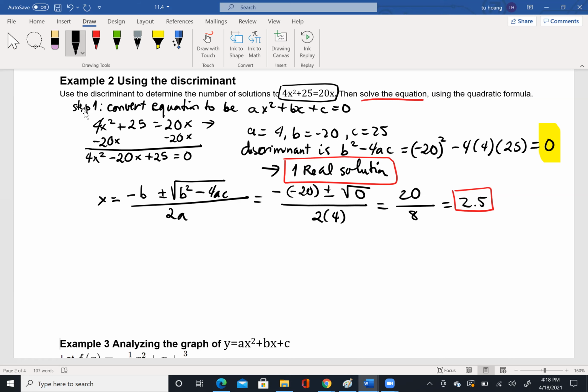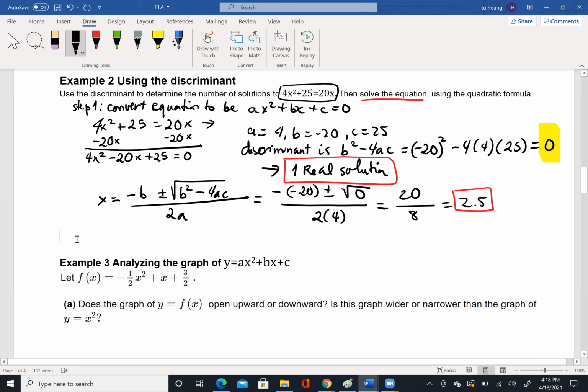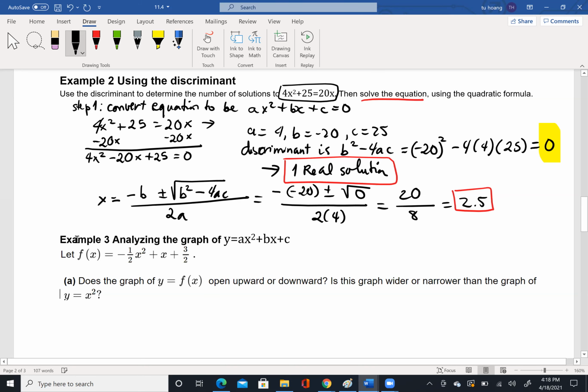No, I'm done. I don't have to graph it, but yeah, I thought we had to graph it. So let's move to example number 3.